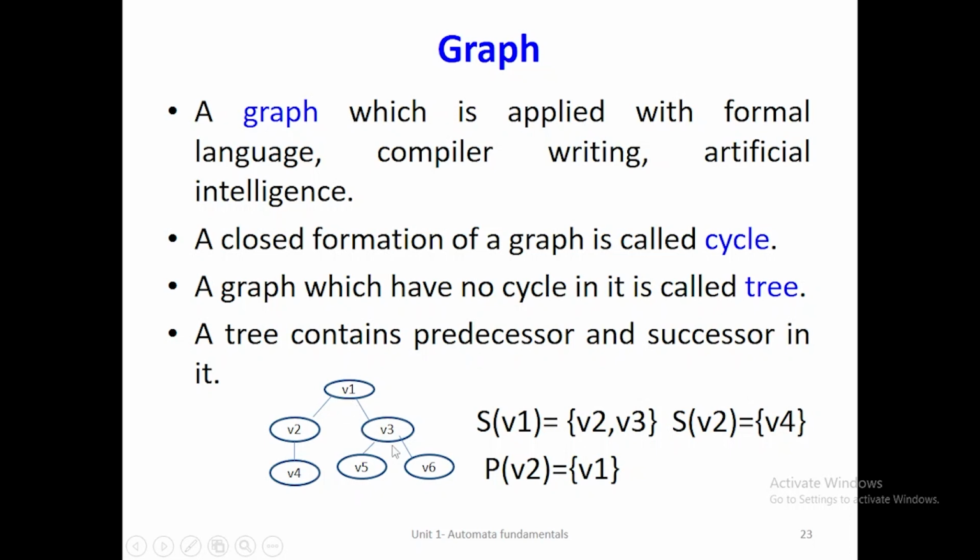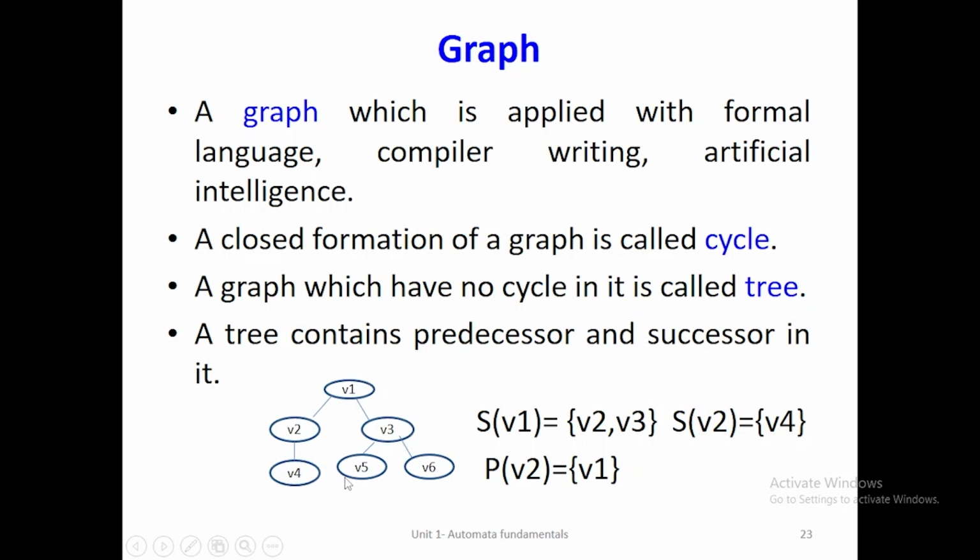A graph which has no cycle. No cycle means there is no closed path from V4, V5 or V5, V6. If you close V4, V5, it is framed as a graph. If you close the path V5, V6, this is also framed as a graph. But we can also frame a tree. Tree means a graph with no cycle. So this is a tree. A tree contains some predecessor and successor. In this diagram, the tree is called a binary tree because the maximum number of children is 2.